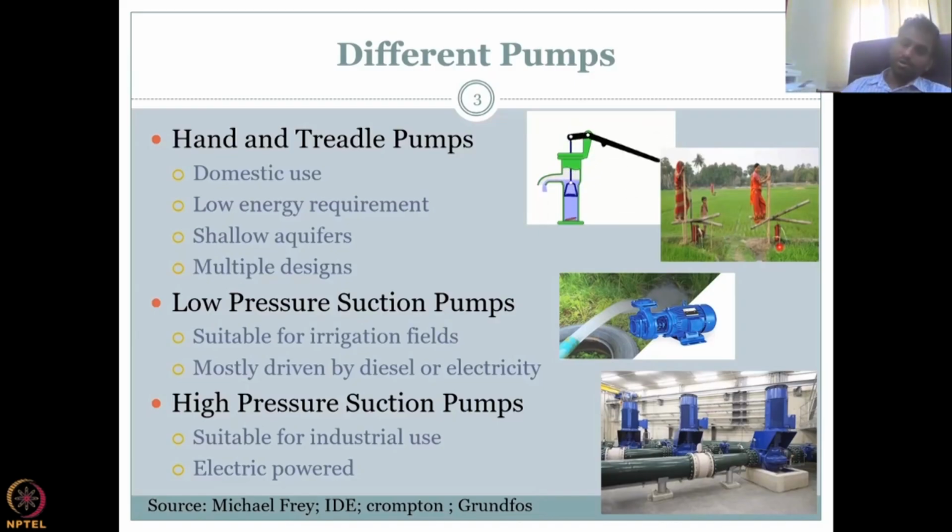There are other suction pumps also, where it creates a suction and then you pull it, like your straw mechanism that you have when you drink. You suck water out, so same way you have suction pumps.